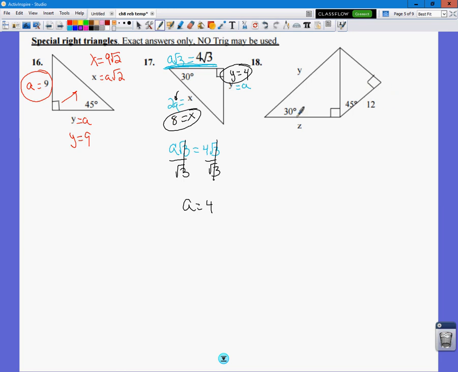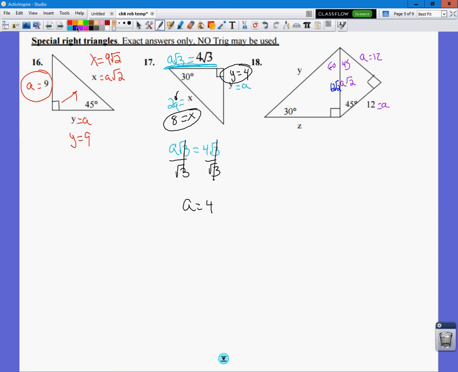In the next problem, there's two special right triangles. I have a 45-45-90 over on the right side. I have a 30-60-90 on the left. Across from the two 45s, we'd put A. And across from 90, I'd put A square roots of 2. Since A is 12, the length of this side in this triangle would be 12 square roots of 2.